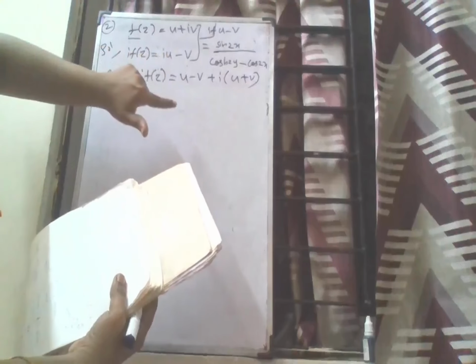So what do they ask here? U minus v, where I have this u minus v in the real part. So this carries the imaginary part, and this is your real part. Which formula are you going to try now? First formula? Yes, because u minus v is here.